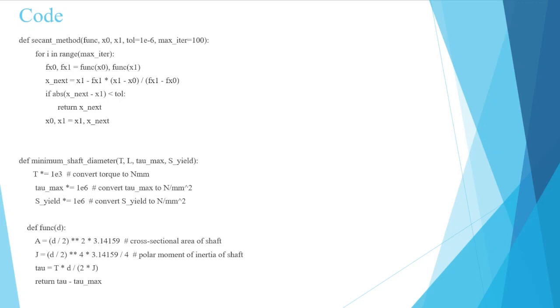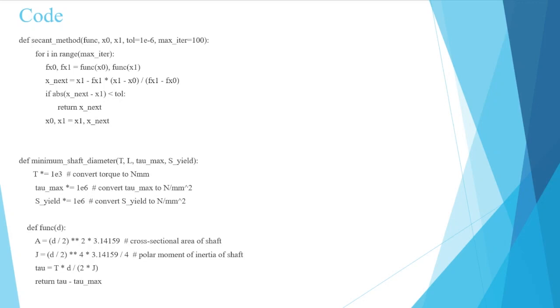We then employ a for loop, which will iterate max iter times or until the root is found within the tolerance value. Within the loop, we find the function values at x0 and x1, and then we compute the estimate of the next guess, that is x next, which is the intersection of the secant line through x0, f of x0, and x1, f of x1 with the x-axis. The next line checks if the new guess for the root is within the specified tolerance TOL. If so, the function returns x next as the root. And then we update the roots as x0, x1 equals x1, x next.